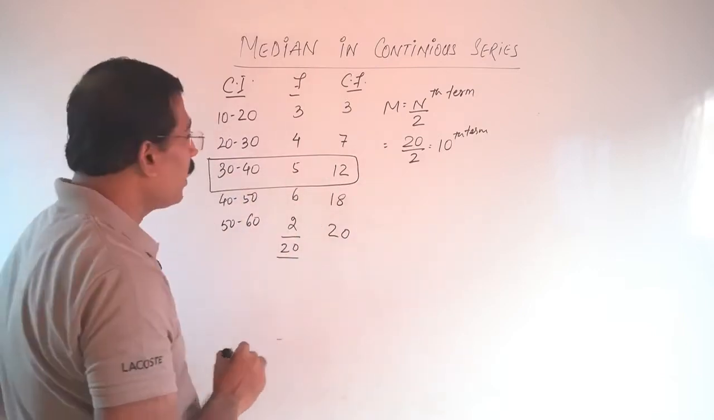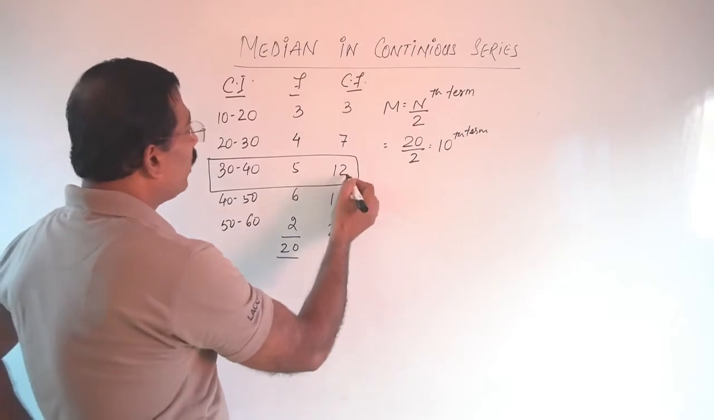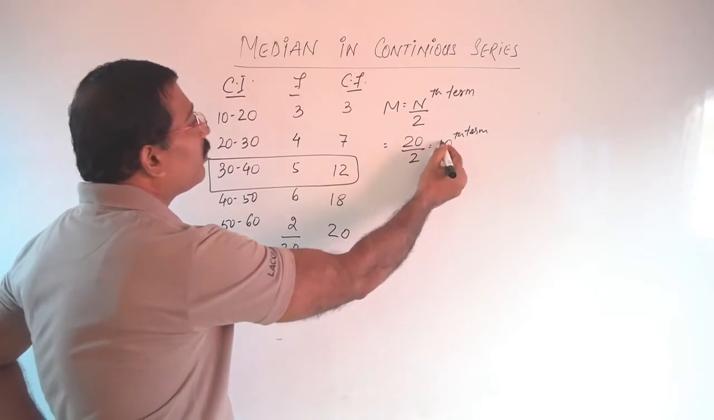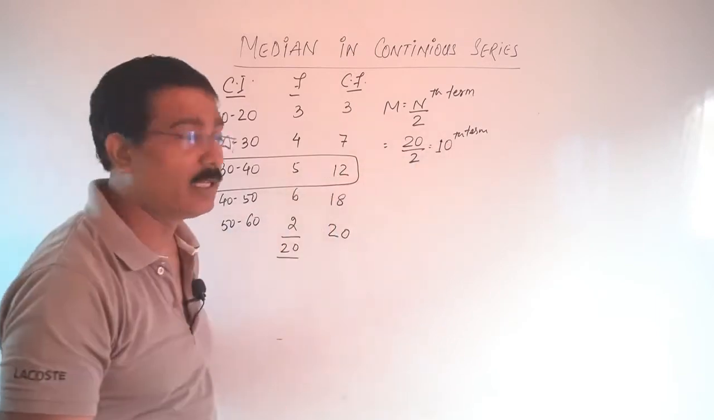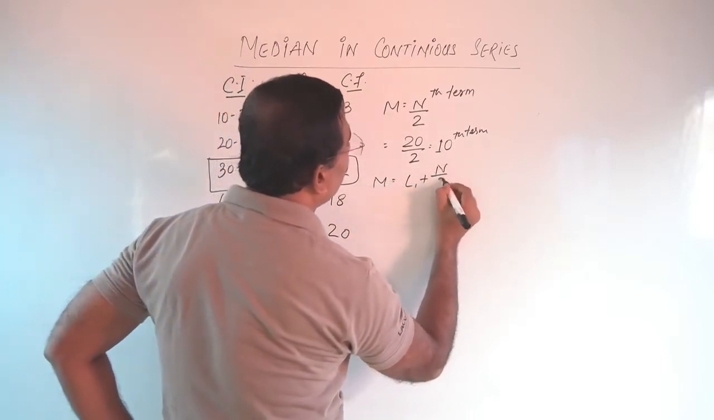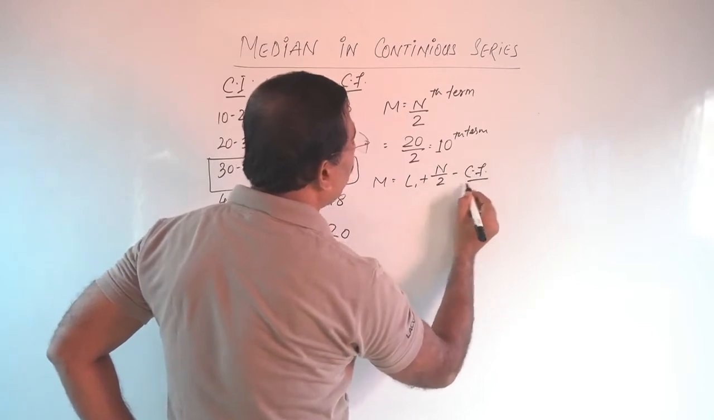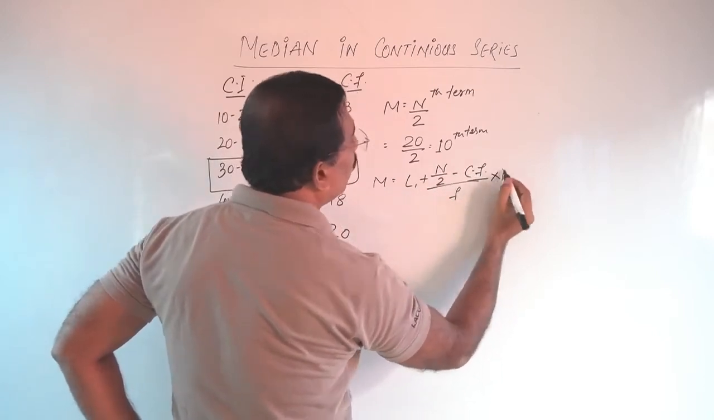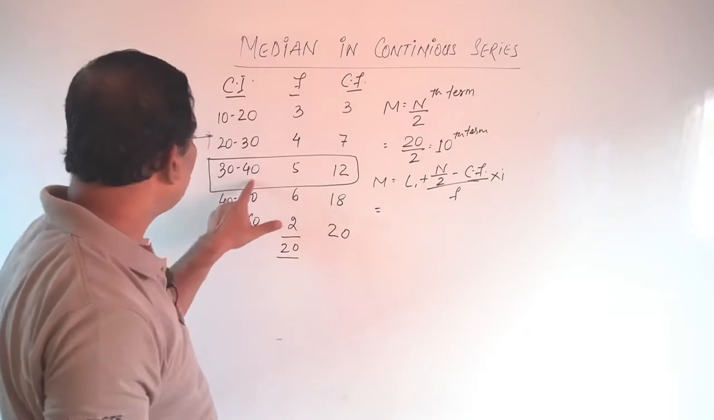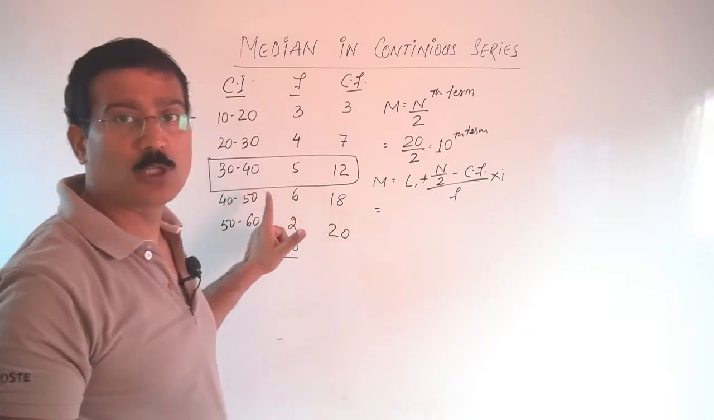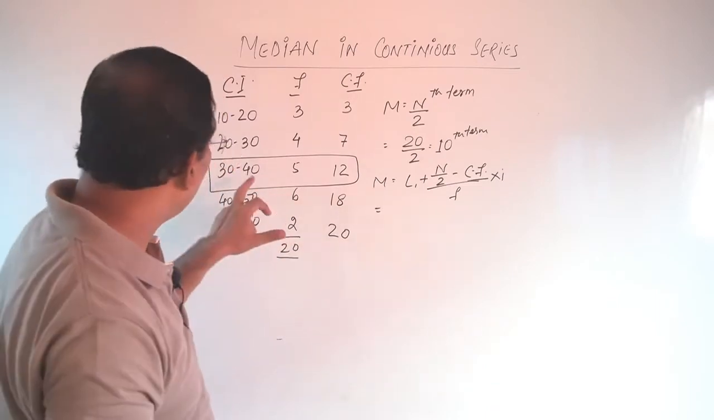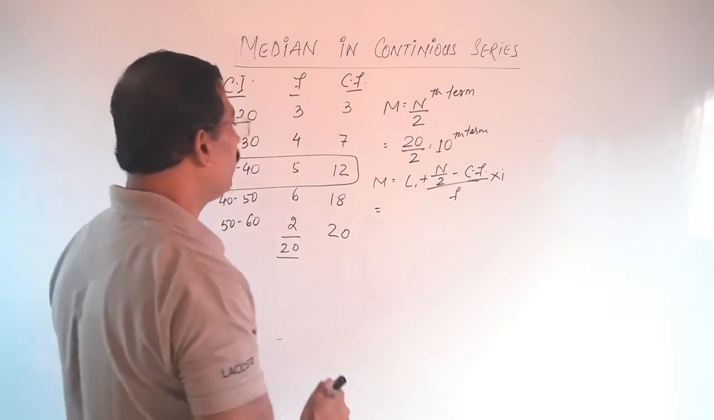Okay. Maybe some of the students will say, sir, you have made the class model at 12, not 18. As the 10 lies, the first lies where? 12, na? That's why I have mentioned here. Okay, then the formula is L1 plus (n by 2 minus CF) upon F into I. The answer should come between 30 and 40. The answer may be 30 or 40 also, but between these figures. If the answer is less than 30 or more than 40, it will be incorrect.